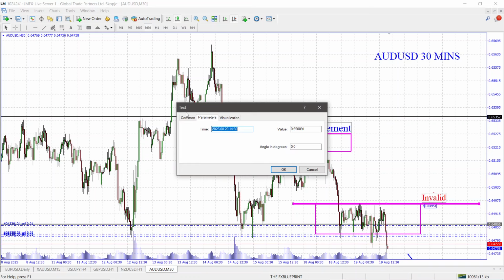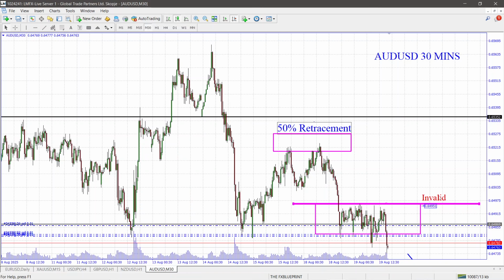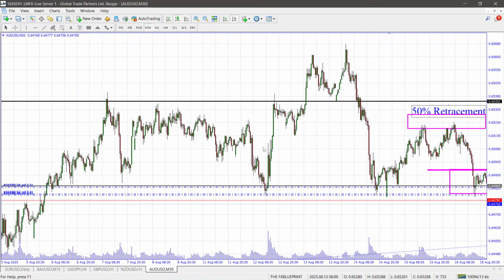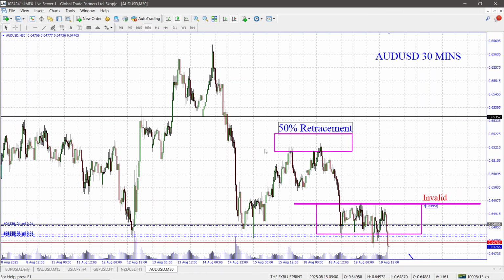So what we're saying is that once the trade goes above that invalidation, let's invalidate that, because the market structure is now broken. We're not following what we've analyzed. Extra confirmation: 80%, 50% retracement.